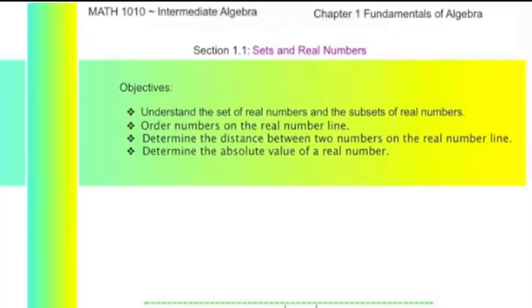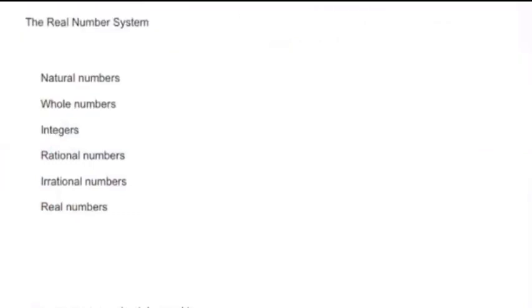Objectives for this section are to understand the set of real numbers and the subsets of real numbers, which we'll go over in a moment, order numbers on the real number line, and determine distance and absolute value of numbers in one dimension, or in other words, on a number line. So let's talk first about the real number system and the different subsets of the real numbers that we like to refer to as time goes on.